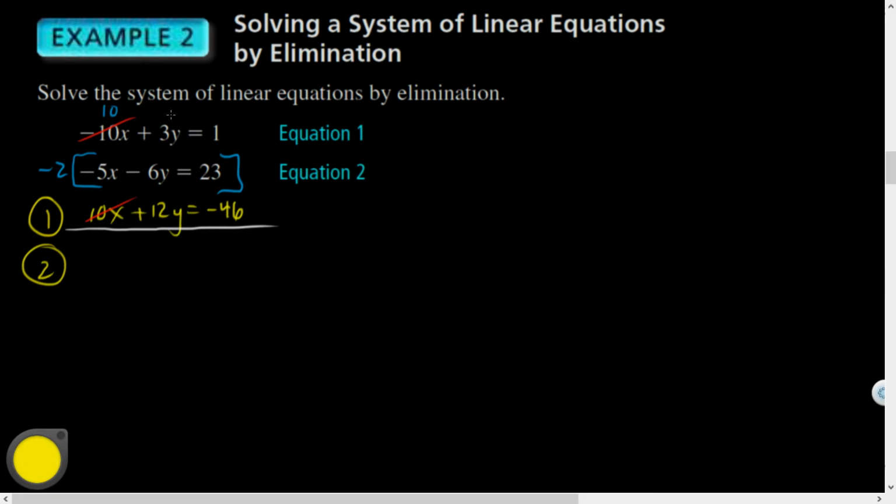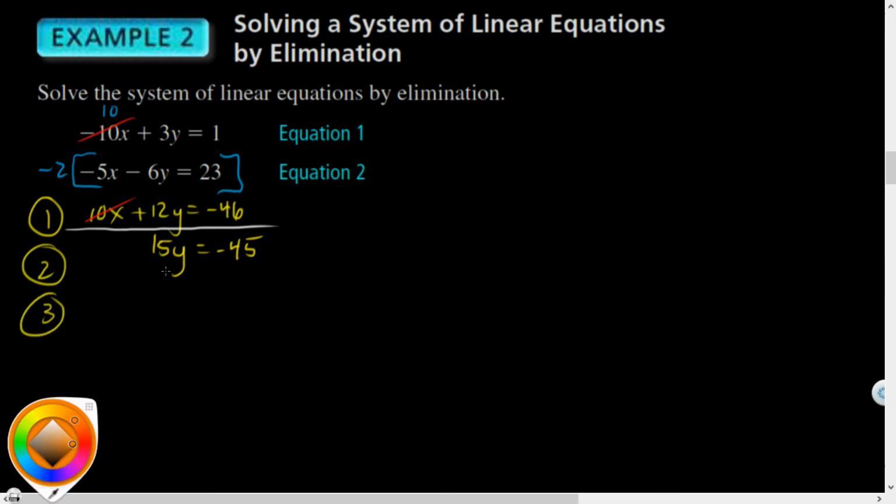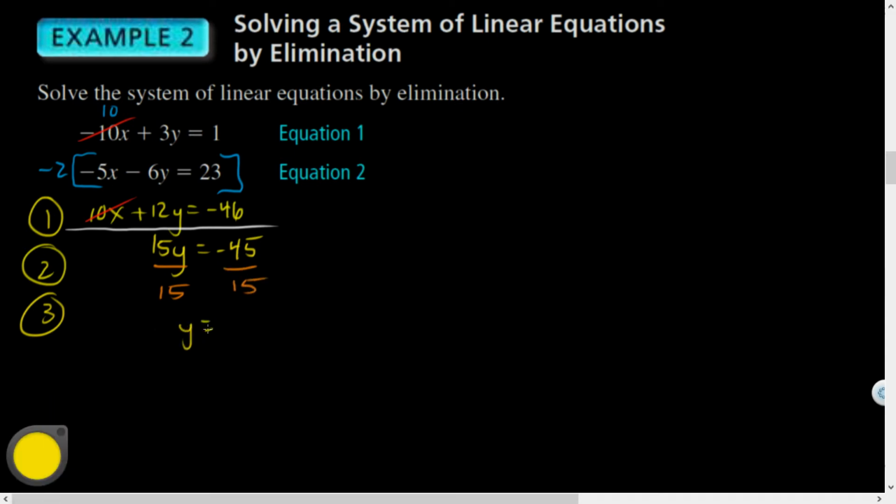All right? Let's add these y's together. 3y and 12y is what? 15y equals 1 plus -46 is -45. So I can actually create my own opposite coefficients if I need to. And then step 3, if I want to solve for that y, I would divide both sides by 15. And I get y equals -3.